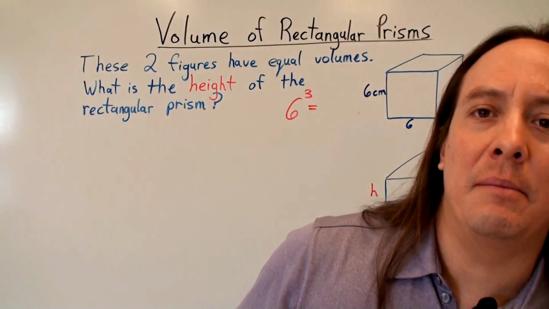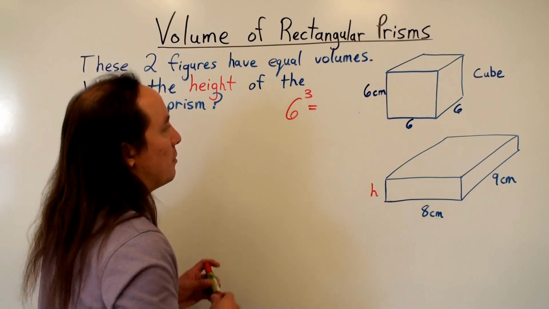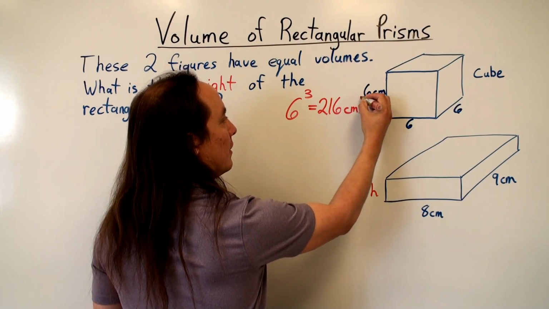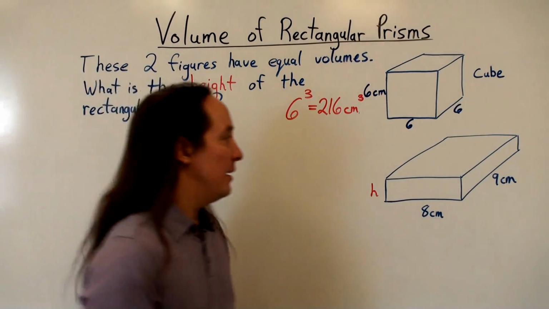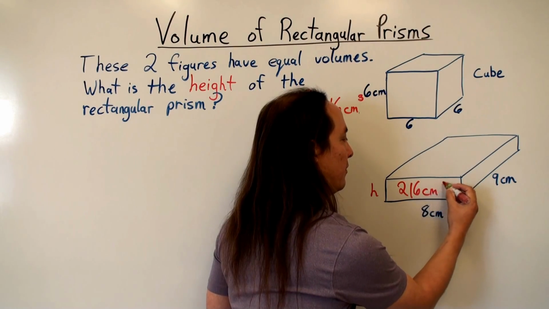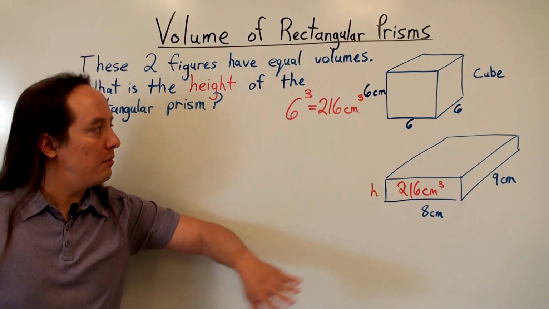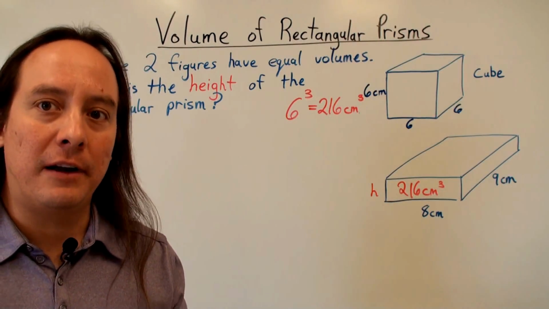Okay, so that's what that little caret button means. All right, so now we know what the volume of the cube is. It's 216 centimeters cubed. So that means that this thing is 216 centimeters cubed, because remember, they said that they have equal volume, so the two of them measure the same. So that's a big clue. We had to figure that out.